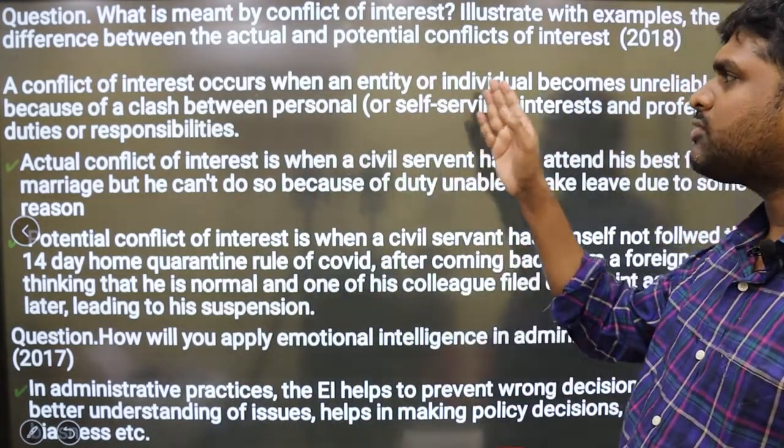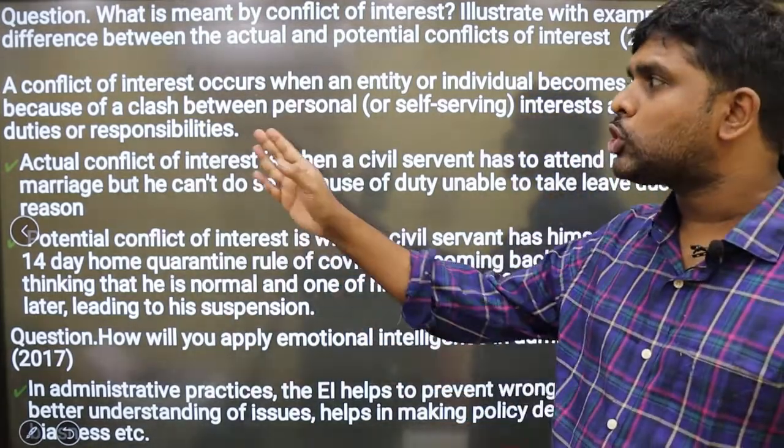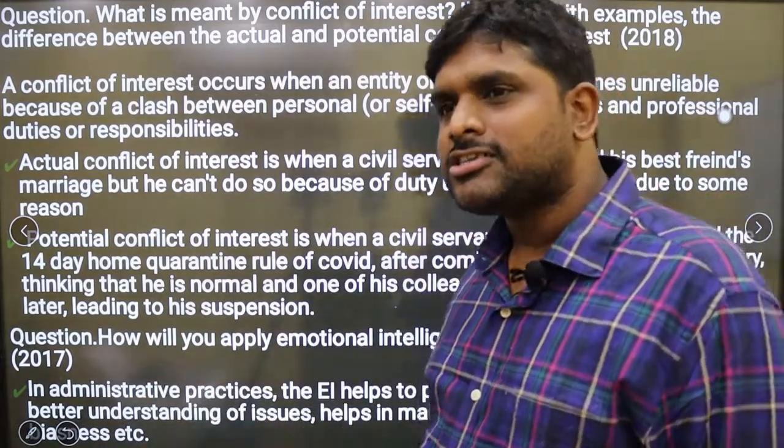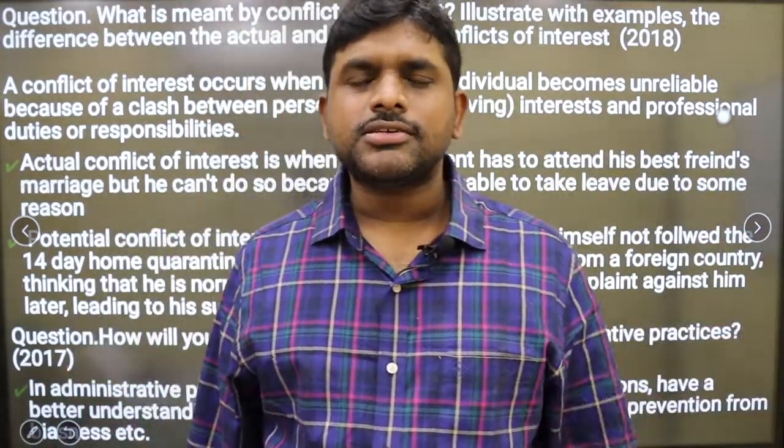A conflict of interest occurs when an entity or individual becomes unreliable because of a clash between the personal interest and the professional duties. Professional interest, public interest, personal interest.